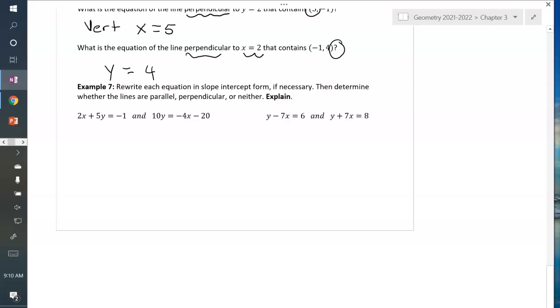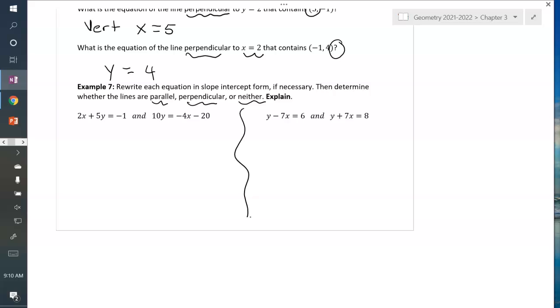All right, now we're going to rewrite each equation in slope-intercept form, if necessary, and then we're going to determine whether the lines are parallel, perpendicular, or neither. Now remember, parallel means the slopes are equal. Perpendicular is opposite reciprocals or a flip and switch. Neither would be neither. So what you need to do in each case is find the slope of each line. And the best way to do that is to get it into slope-intercept form. So that's why my instructions say to go to slope-intercept form first, if necessary.